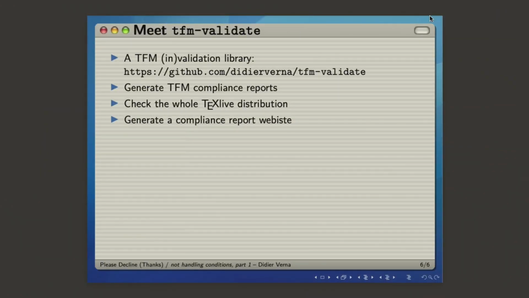So this is actually the end of the talk. At that point, you still don't understand why I entitled it Please Decline. This is going to be explained in part 2 of this talk, which will happen tomorrow, because yes, I managed to sneak in a 10-minute lightning talk at ELS this year. Thank you very much.